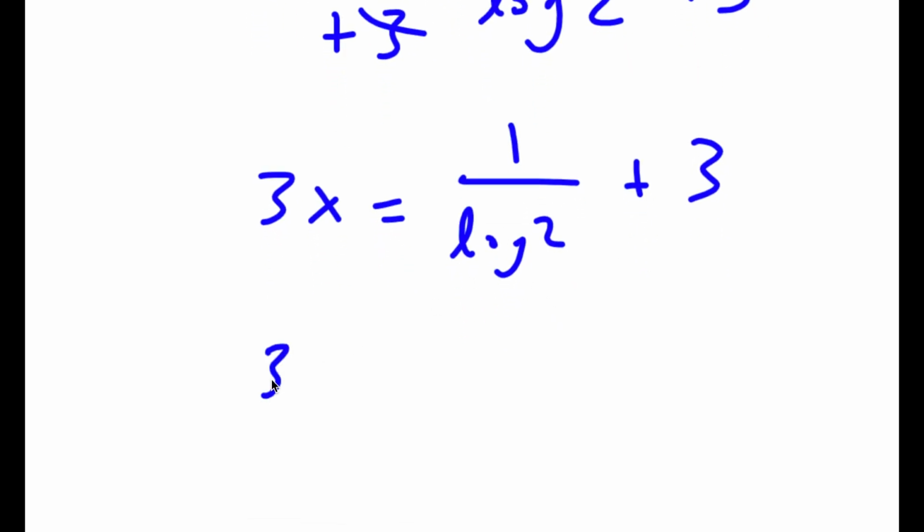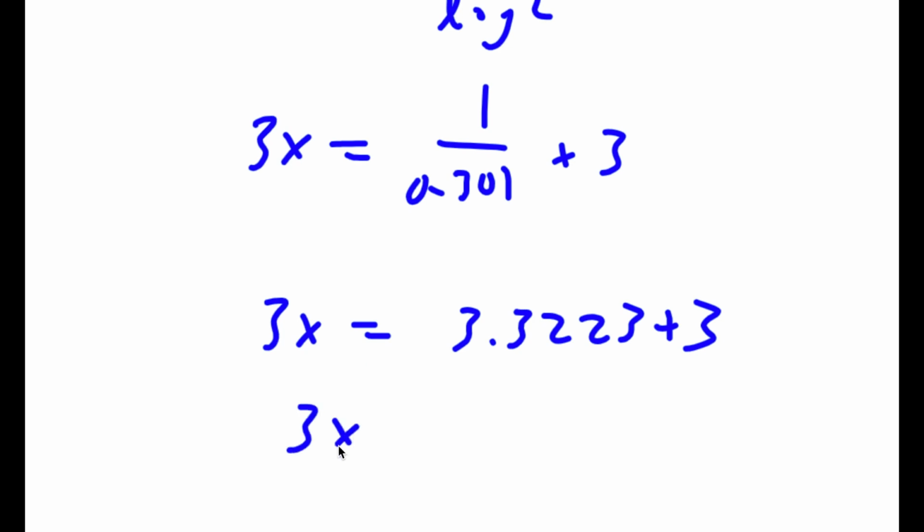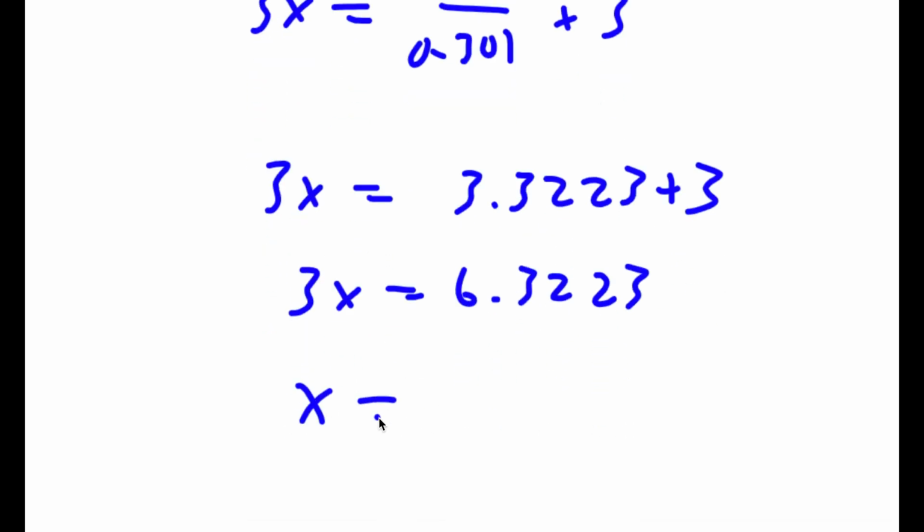And 1 over log 2, that's the same thing as 1 over 0.301 plus 3, which is equal to 3.3223 plus 3. So I have 3x is equal to 6.3223, meaning x is equal to 2.1074.